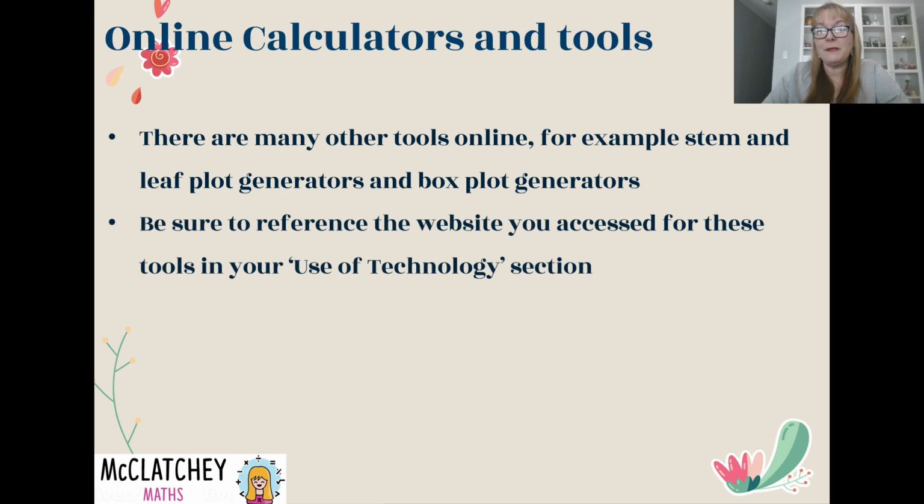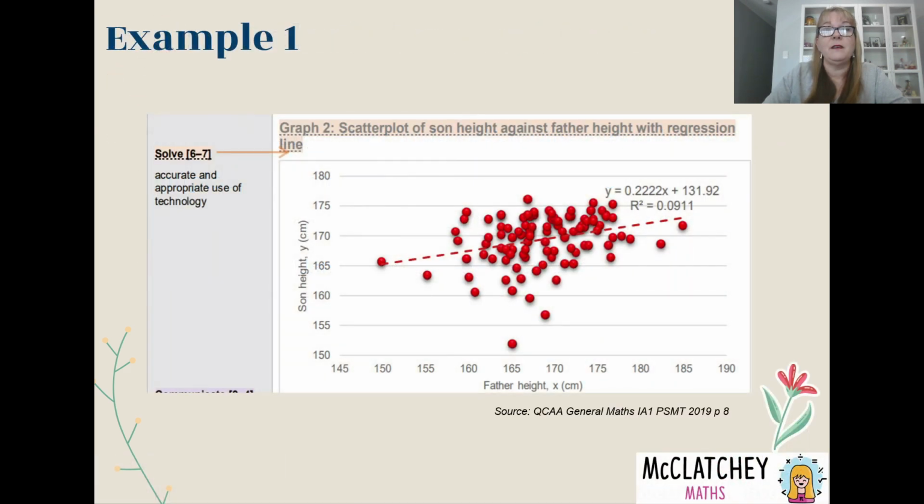If you use a particular website, make sure that you reference that in your use of technology section, or if you're not going with the use of technology section in Formulate, then make sure when you present the snapshot of the graph, that you actually put a reference there as to where you got that tool from. So here are some more examples now from students' work as well as QCAA exemplars of appropriate and accurate technology in the old syllabus, but this would be called efficient use of technology under the new syllabus. Now remember that these exemplars were pulled together in 2019 for the old syllabus, but they are still relevant for the new. You can see here what I've been talking about.